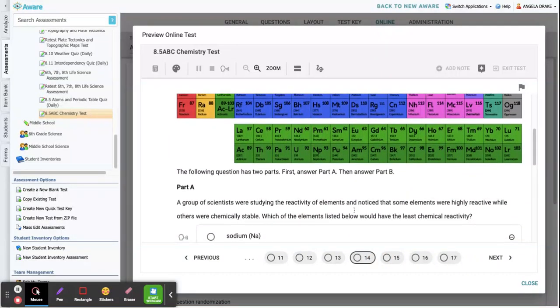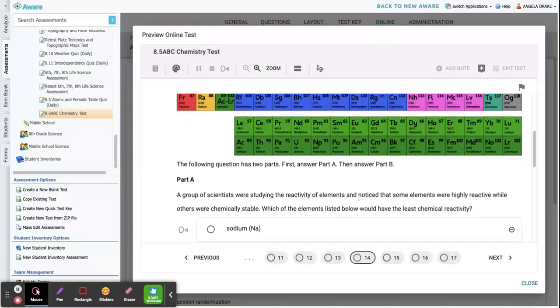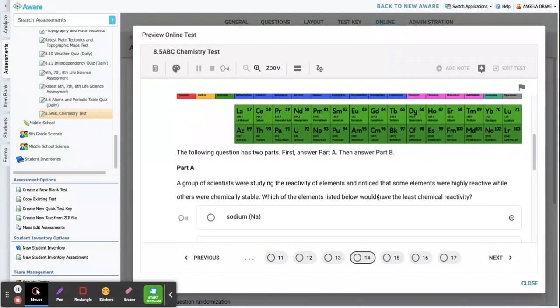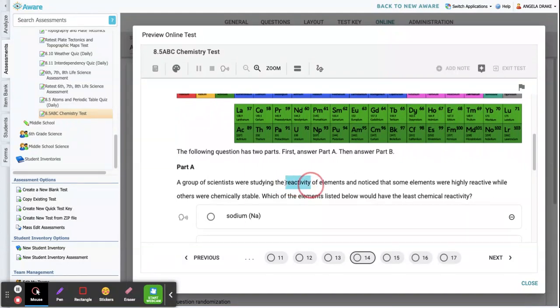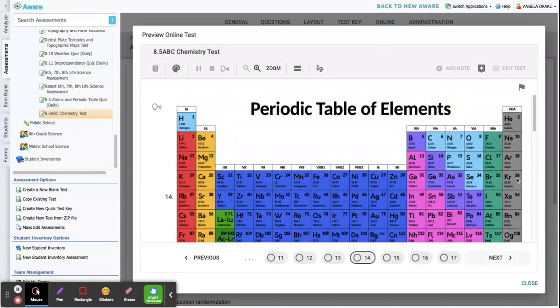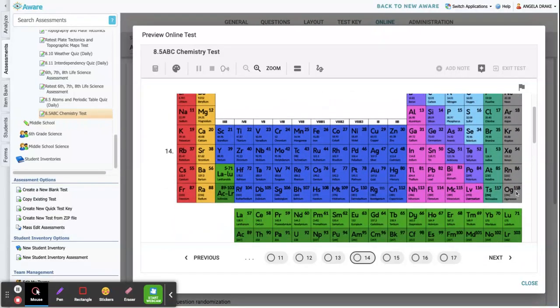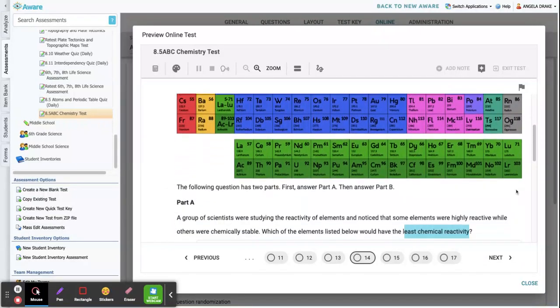All right, the following question has 2 parts. Answer part A, then B. A group of scientists were studying the reactivity of elements. So automatically, I know if they are talking about reactivity, we are talking about valence electrons. Notice some of the elements were highly reactive while others were chemically stable. Which elements listed below have the least chemical reactivity? So again, anything in group 18. These are the noble gases and they are not reactive. 8 is great, they are happy.